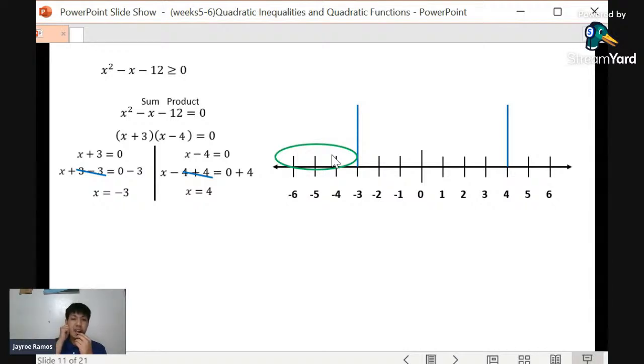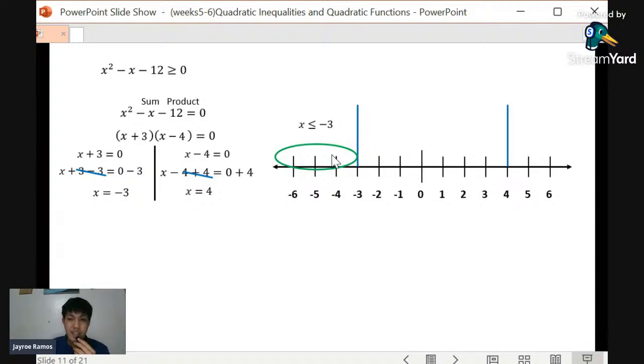So nasa left side ng negative 3. Ayun, naghanap pa ng symbol yan si Daniel Silva. So tama yan, Daniel Silva. Kindly take a look at the answer of Daniel Silva. So that is the correct answer for the first one. So the answer here is x is less than or equal to negative 3.